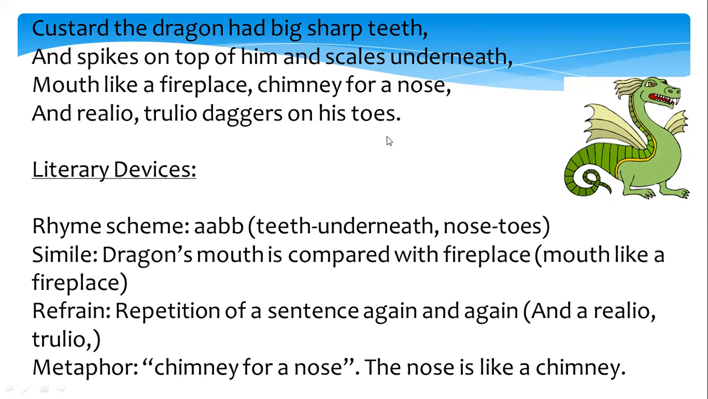And again, let's find out other poetic devices. Here, she says that the dragon's mouth is compared with a fireplace. Mouth like a fireplace. So when the comparison is done with the word like or as, it is a simile. And the repetition of a phrase, like this word coming again and again in the whole poem, really or truly, means truly, really. So this is refrain.